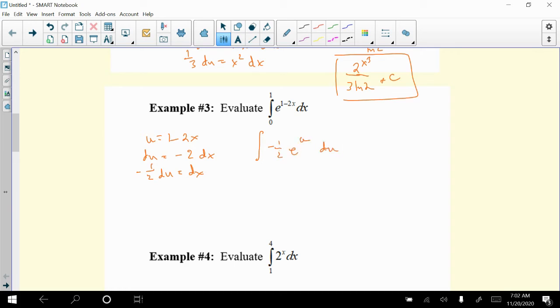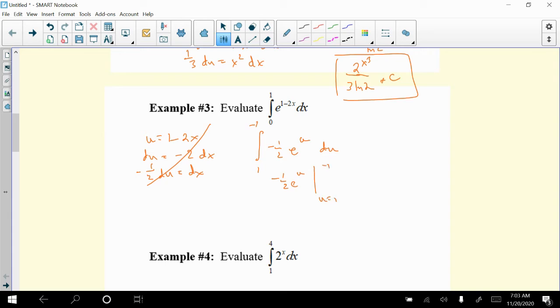And if I change my bounds, then I don't ever have to go back to x again. So 0, if I do 1 minus 2 times 0, so 1, and 1. So 1 minus 2 is negative 1. So now I don't have to worry about my x's again. And it's its own antiderivative. And then instead of a plus c, we say when u goes from 1 to negative 1.